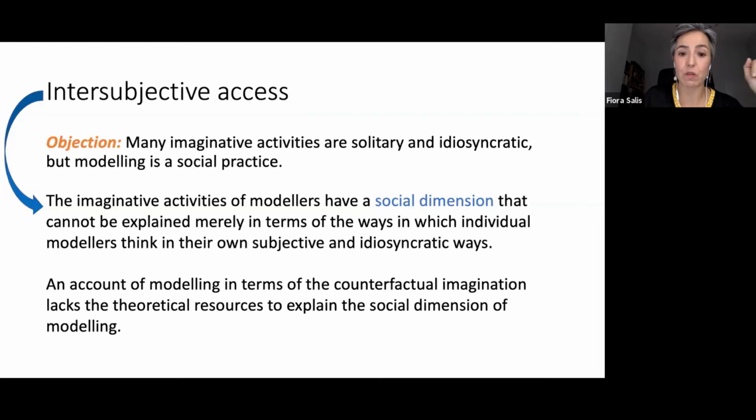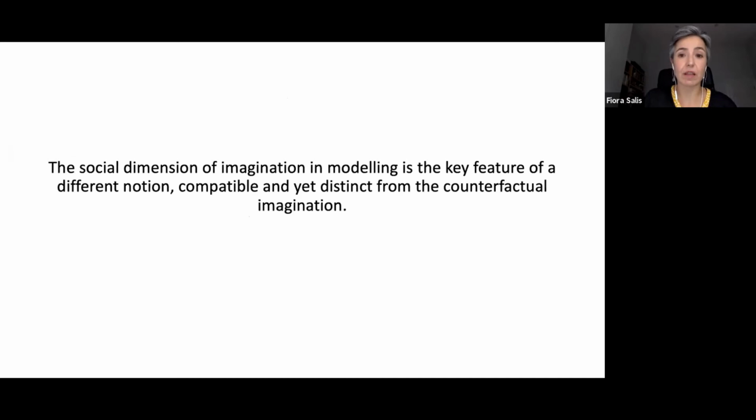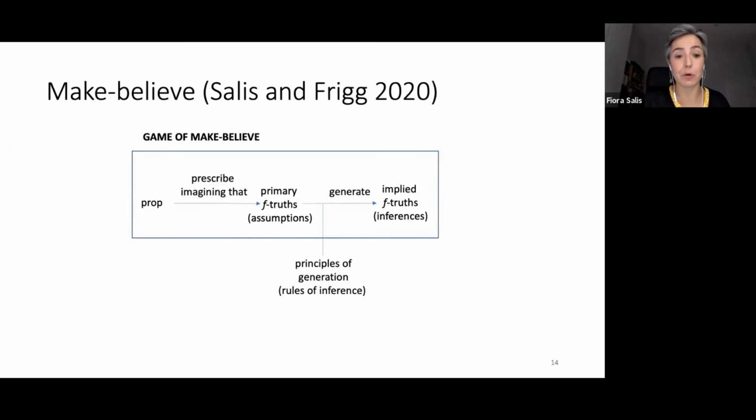Now, the social dimension of imagination in modeling is the key feature of a different notion of imagination that may be compatible in some of its instances with that of the counterfactual imagination, and yet it is also distinct from the counterfactual imagination. And this is the notion of make-believe that I'm going to discuss in the rest of the presentation.